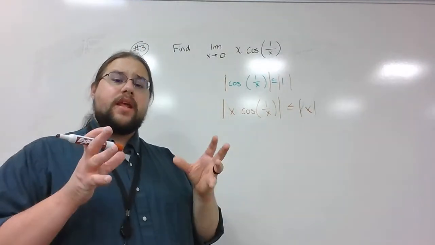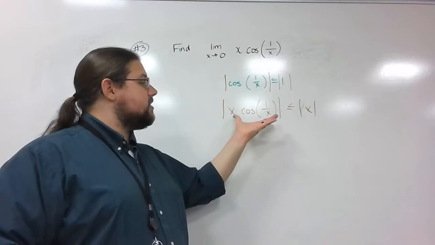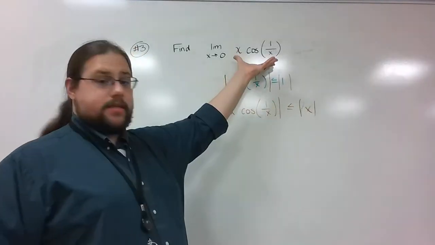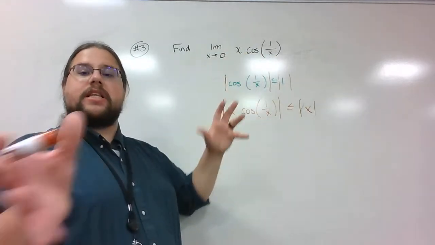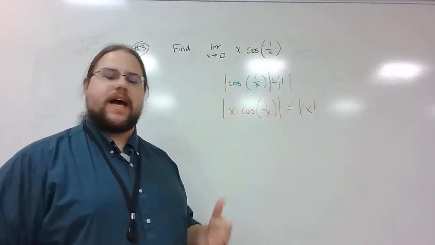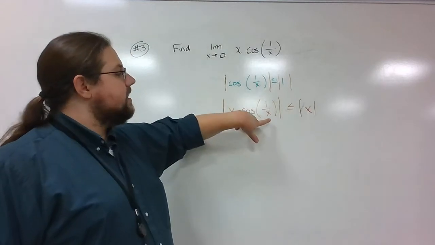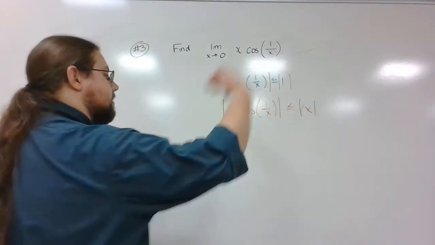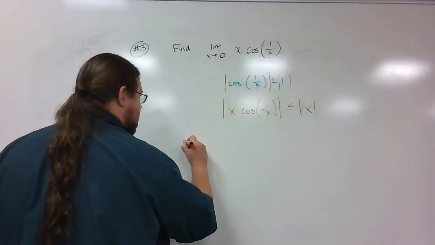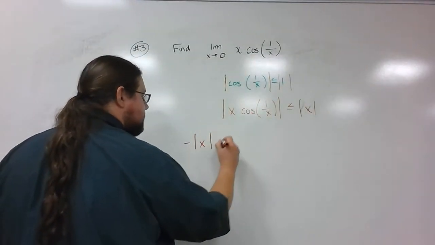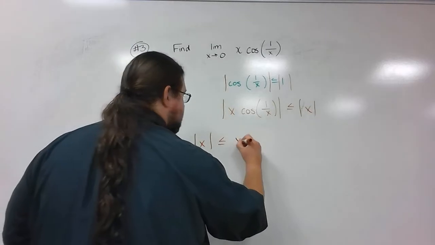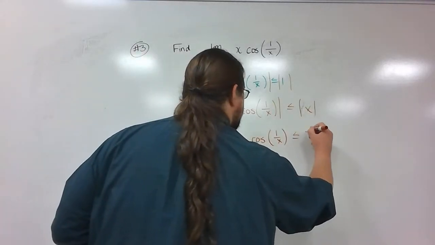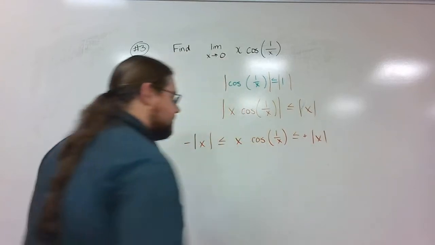So, now that I've taken care of that, what I can do is try to remove the absolute values around this, because I want it to be this function up here. It's just a little trick that I had to add in the absolute values. And so what I'm going to do is, instead of having the absolute values here, I'm going to switch the signs. One of them's going to be positive, one of them's going to be negative. So I'm going to have the negative absolute value of x is less than or equal to x times the cosine of 1 over x is less than or equal to the positive absolute value of x.